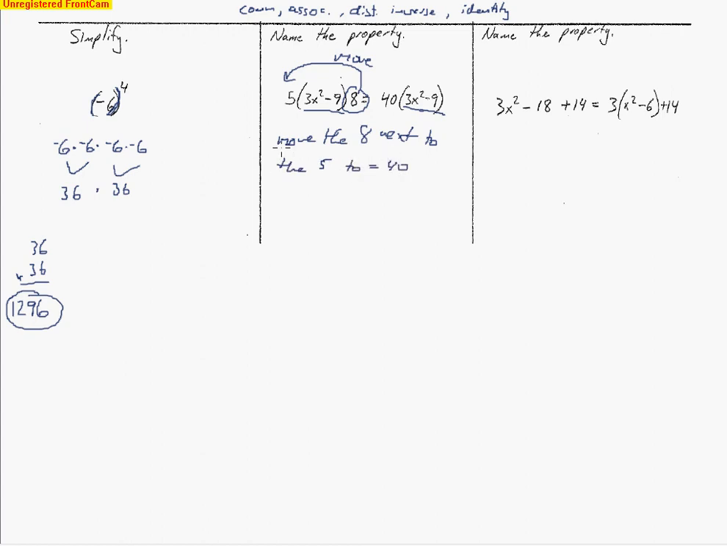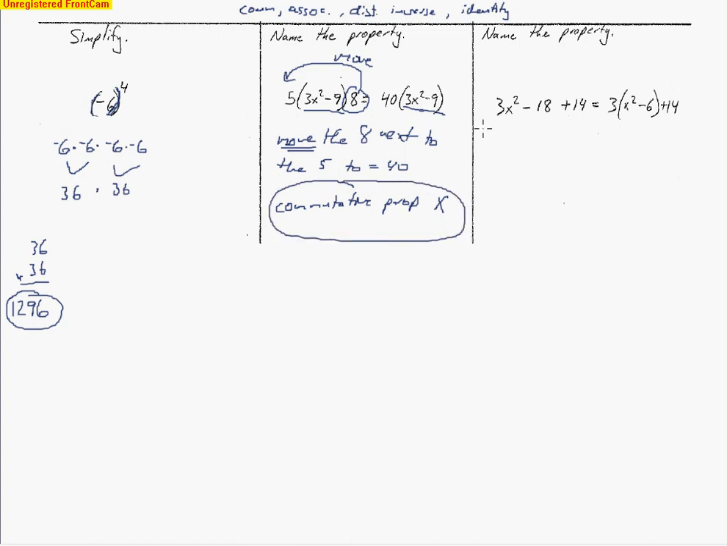So what is that moving property? Well, that's the commutative property. And this one is of multiplication, because that's what we're doing, 5 times 8. So commutative property of multiplication.